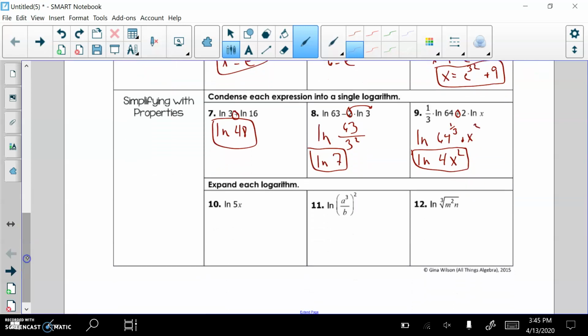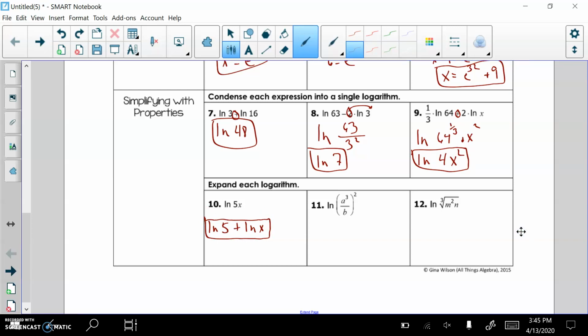Expanding is pulling it apart, doing the reverse of what we just did, and writing out a lot more. So natural log of 5x is natural log of 5 times x. So natural log of 5 times means plus natural log of x. When you're expanding, each entity needs a logarithm.